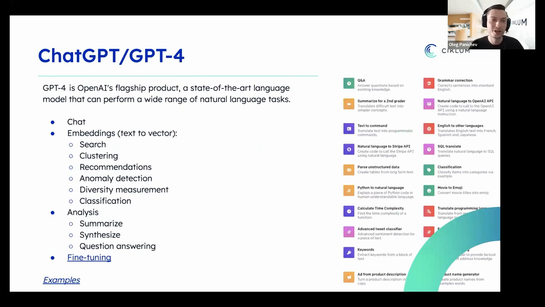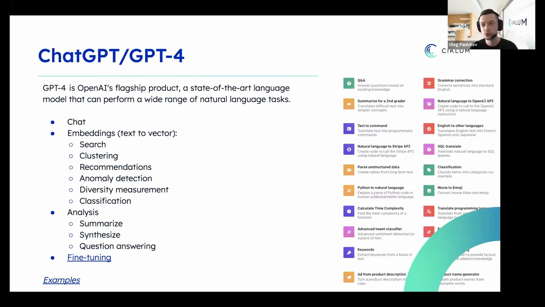The first one, the major one I believe, is ChatGPT or the GPT-4 model. It is their flagship product. These are state-of-the-art large language models that can perform a wide range of natural language tasks. Among them is the implementation of basic chatting. This model may also be used to extract embeddings from vectors.